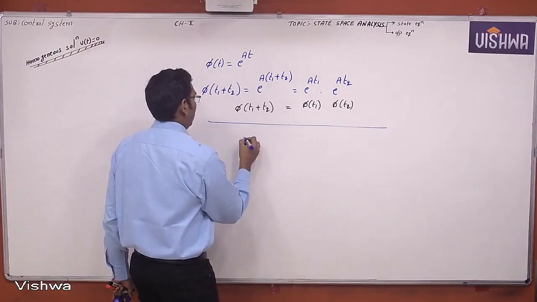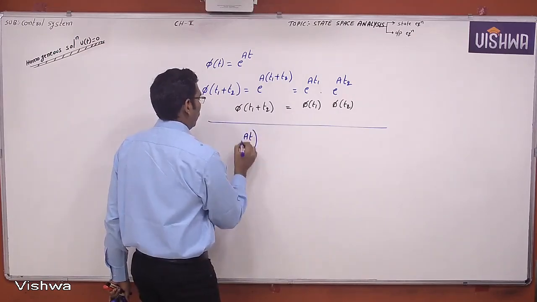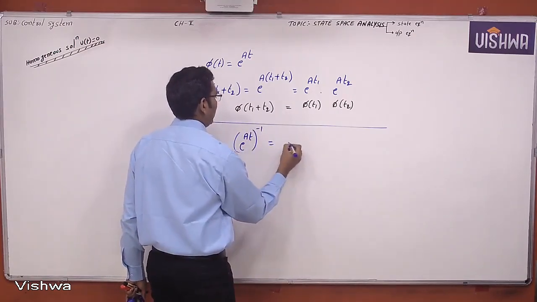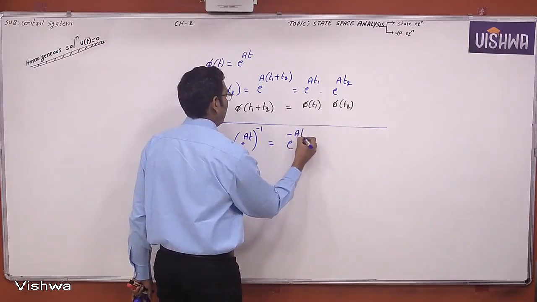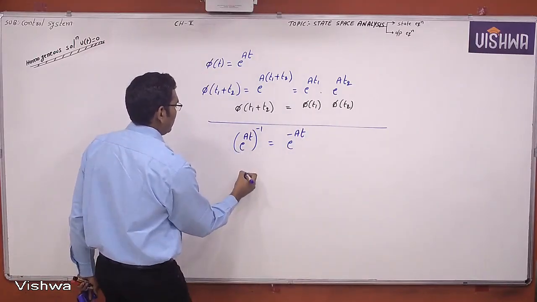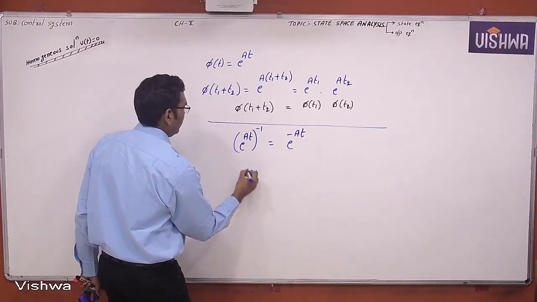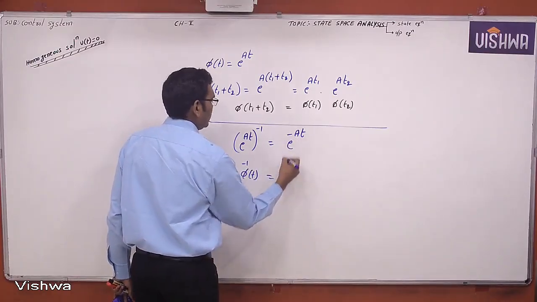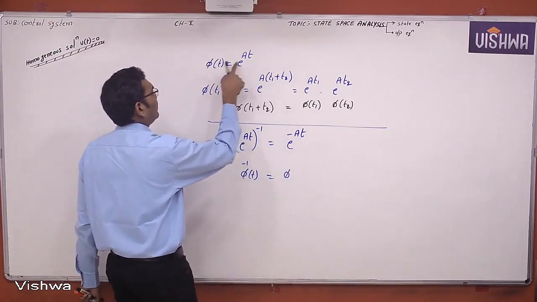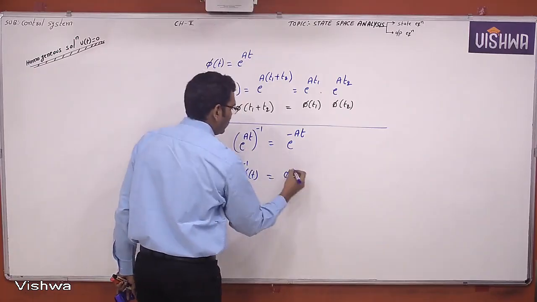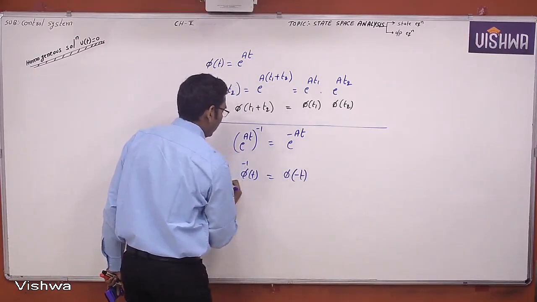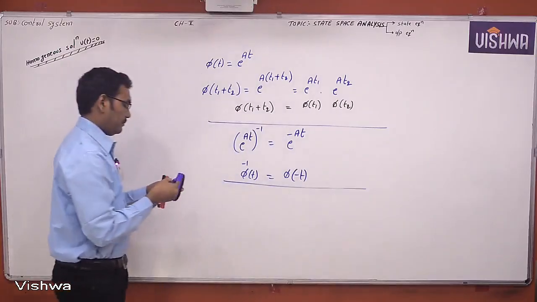And e power at whole power minus 1, so I can write like this, e power minus at. So e power at is nothing but, this is pi of t whole power minus 1. This is nothing but pi of t means e power plus at. Now this is pi of minus t. This is another property.